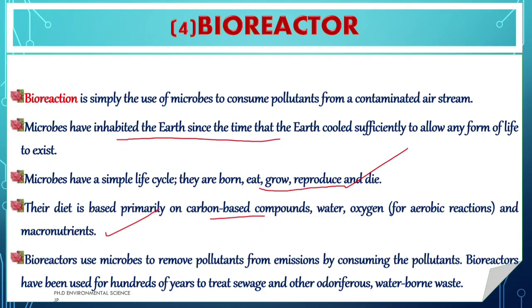So in bioreactors, what happens? Bioreactors use microbes to remove pollutants from emissions by consuming the pollutants. Bioreactors have been used for hundreds of years to treat sewage and other odoriferous waterborne waste. About 60 years ago, Europeans began using bioreactors to treat contaminated air, particularly emissions from sewage treatment plants and rendering plants. The initial process used a device called a biofilter.